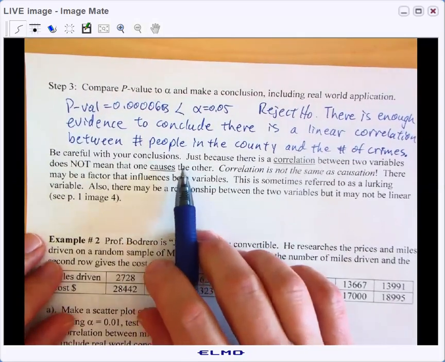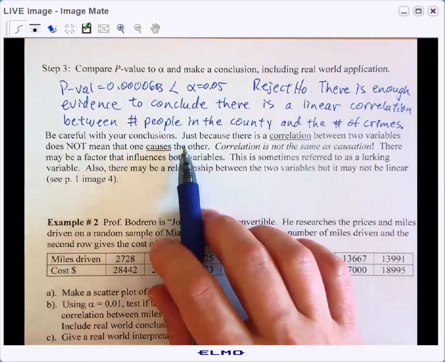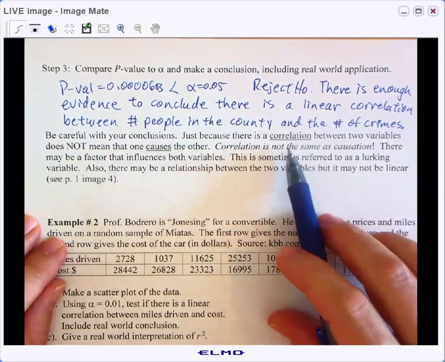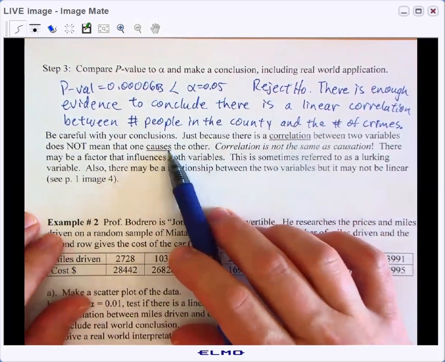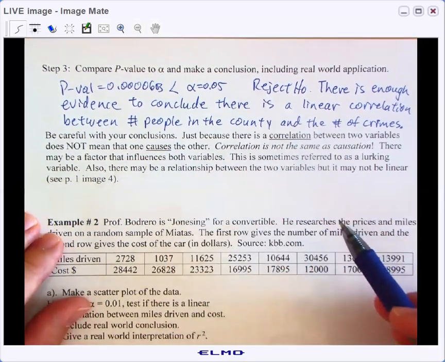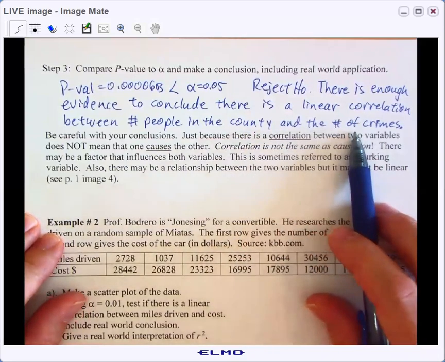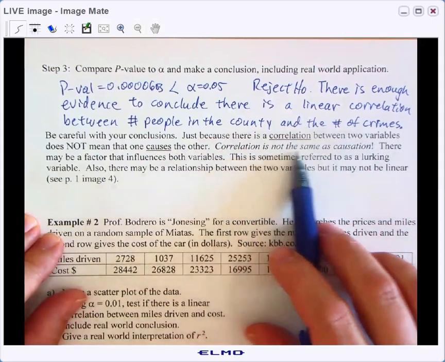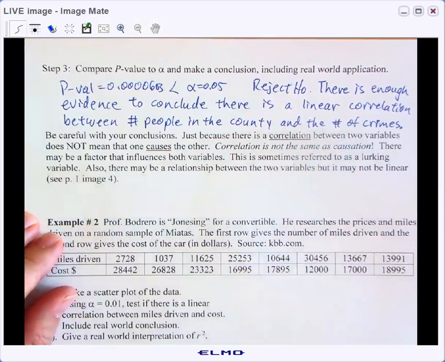The first of the last things here is just because there's a correlation between two variables, they both move together, or as one goes up, the other one goes down, just because there's a correlation between the two variables does not mean one causes the other. So it doesn't mean that the number of people in the county causes the number of crimes. We often state this as correlation is not the same as causation. There may be another factor that's influencing both variables.